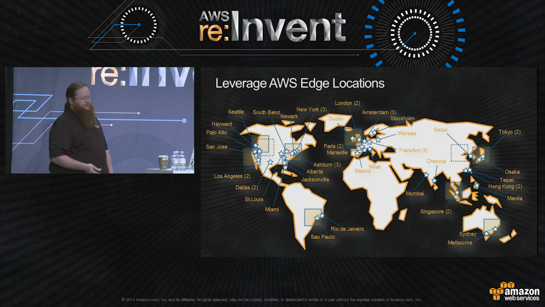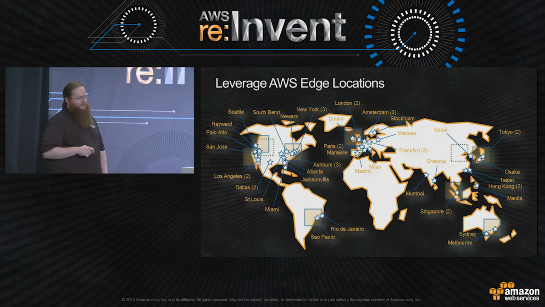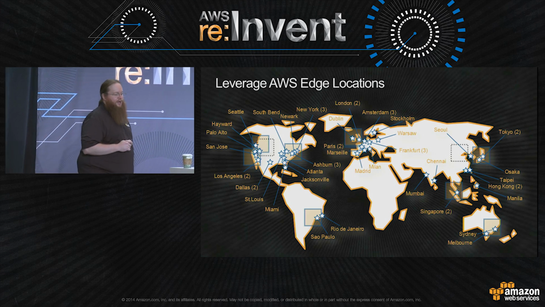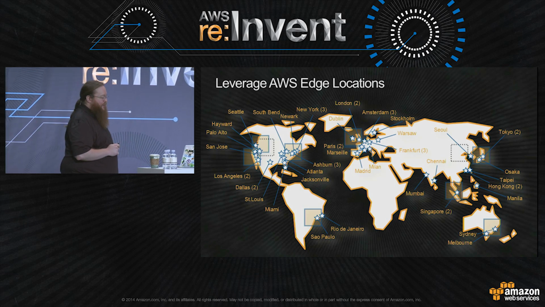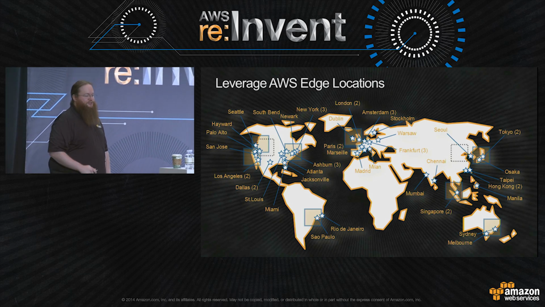We have edge locations literally all across the globe. I think there are only two continents we don't have POPs on now. But we have POPs all across the globe, so this makes your data more available, closer to your users.